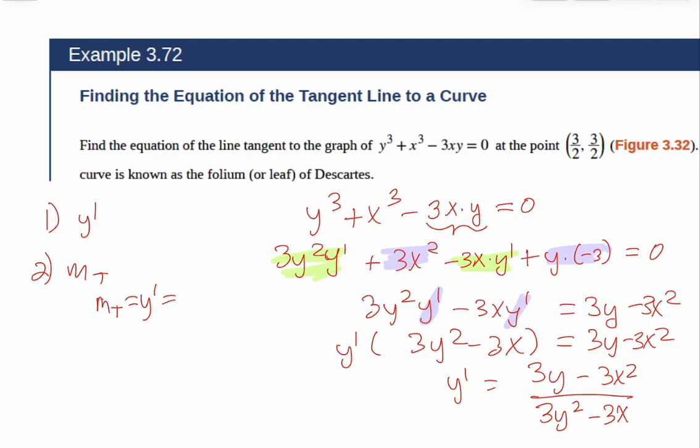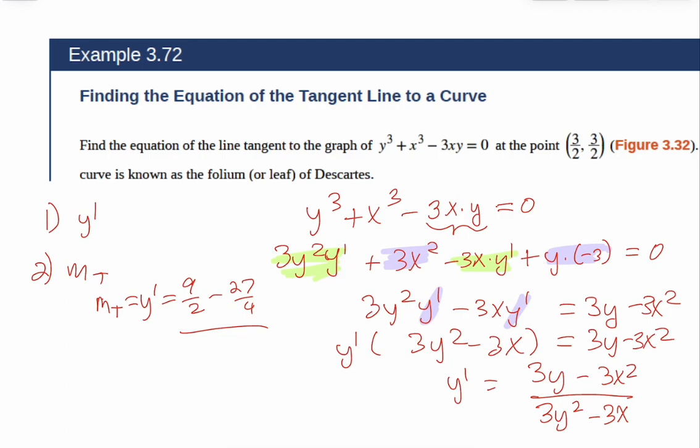So let's go ahead and put 3/2 in. The y value is 3/2, so 3 times 3/2 is 9/2. And then we have 3 times 3/2 squared. 3/2 squared is 9/4, times negative 3 is negative 27/4.